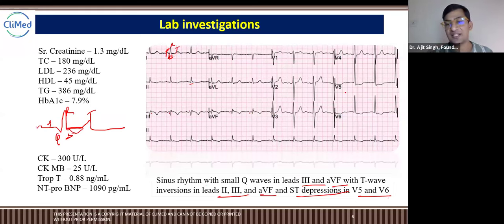Look at V5 and V6: the entire ST is going down. Usually in the lateral leads, V5 and V6, look at this, ST is depressed. We call it ST depression. Not ST inversion, but T inversion, where T is inverted, T is going downward.